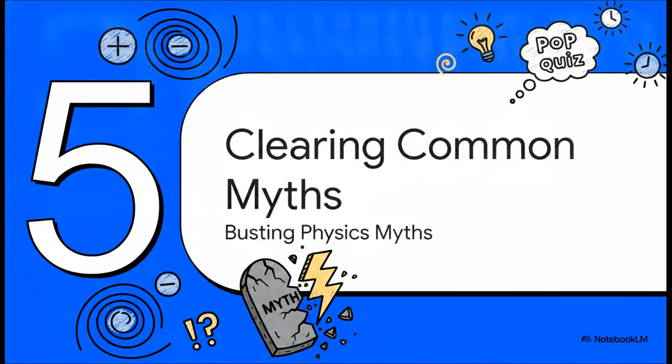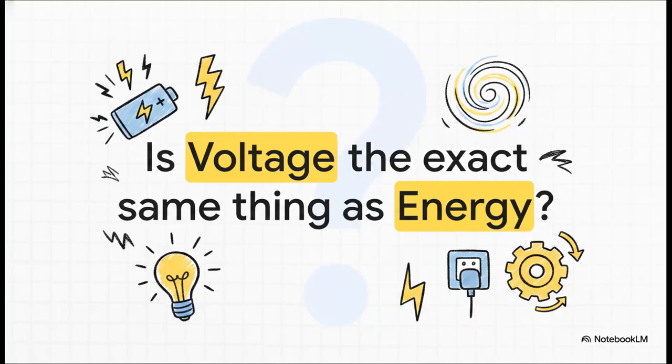And finally, Section 5, Clearing Up Common Myths. Let's do a quick pop quiz to wrap up our explainer and bust some of the most common myths that consistently trip up physics students everywhere. Question 1. Have you ever heard someone use the terms voltage and energy interchangeably when talking about a battery or a power outlet? It happens all the time, right?